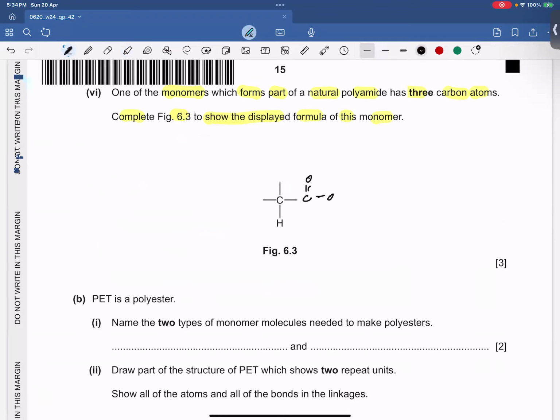This is COOH. This is NH2. And this is R. Has 3 carbon atoms. So if it has 3 carbon atoms, one carbon is this, second carbon is this, so in its place we can also write CH3. So this is a total of 3 carbon atoms. Okay. First carbon, second and third carbon.